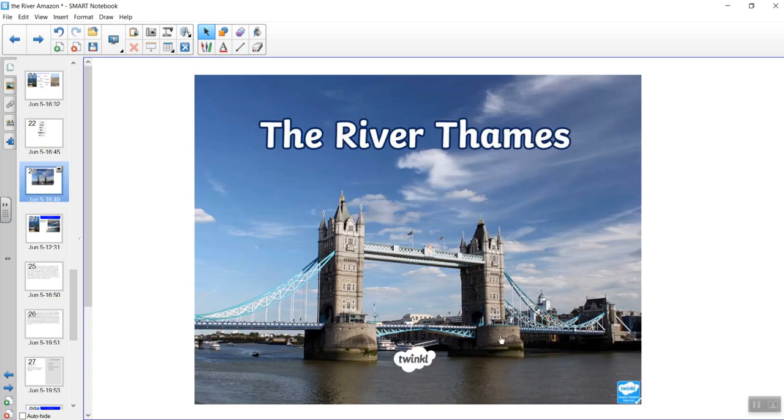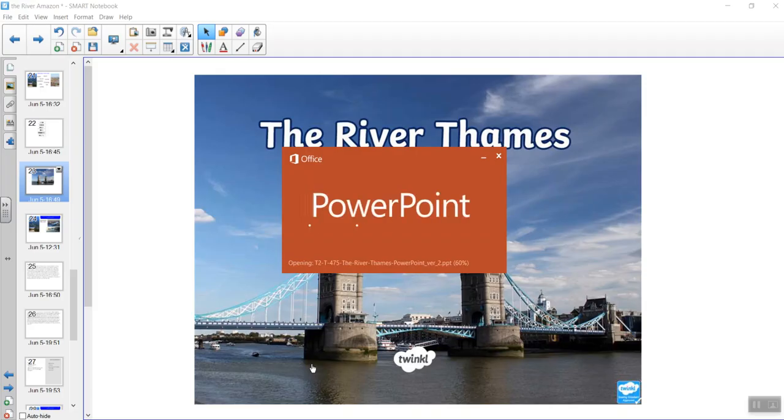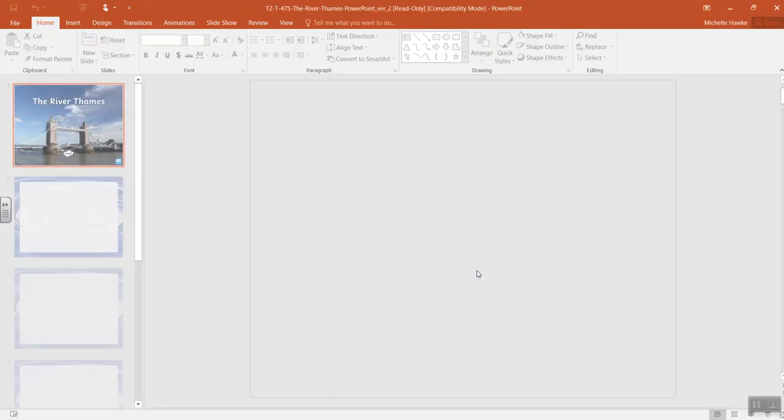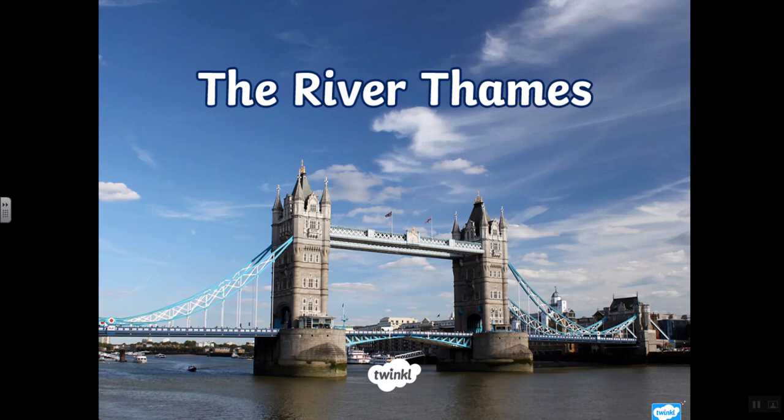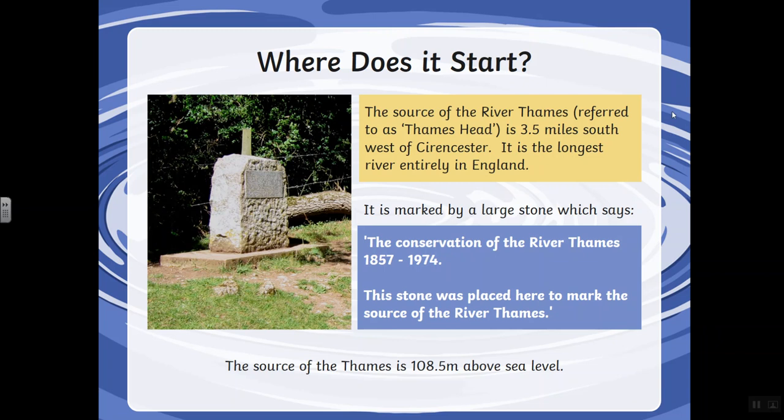Okay, so today we're going to find out about the River Thames. Okay, so the River Thames, it's a famous river that flows through London. So where does it start?